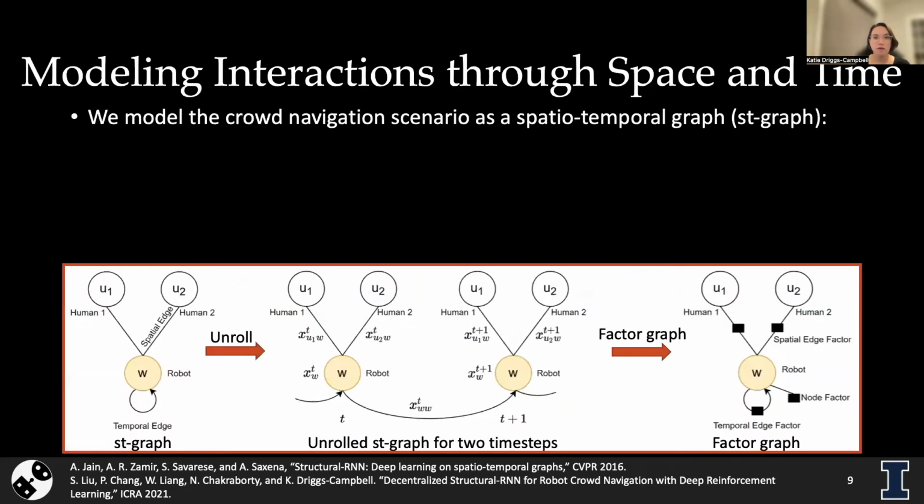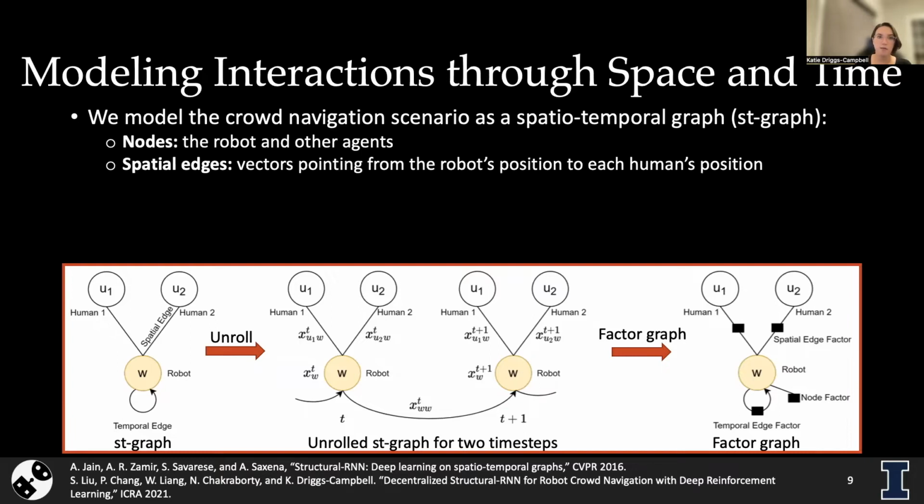So we're going to model these interactions using an ST graph and building off of the structural RNN, which is a well-known approach to handling ST graphs. We model this scenario with nodes that capture both the robot agent and all the other human agents, and we connect them spatially, which captures the relationship between the different agents that we can detect, and temporally. So this is basically how these evolve over time.